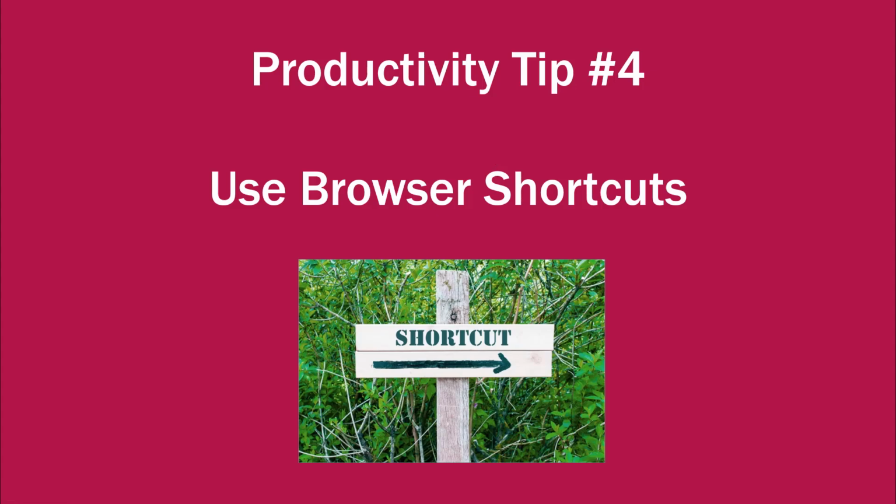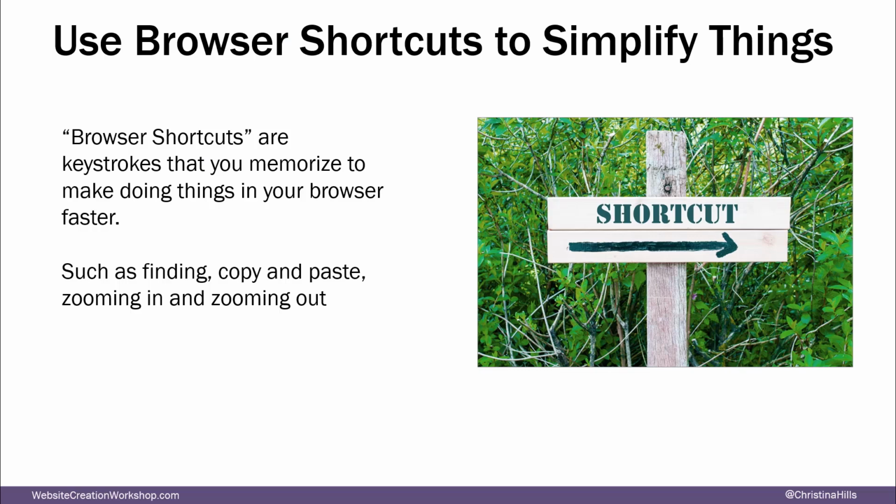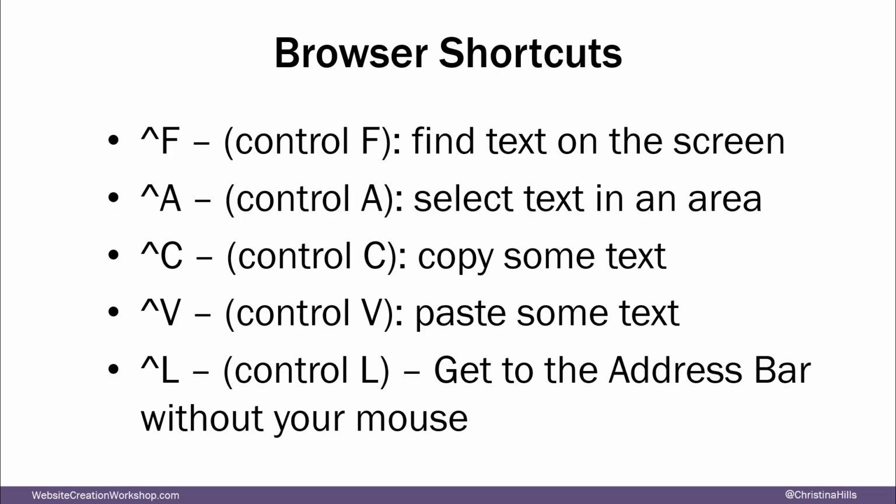Now I want to show you productivity tip number 4, browser shortcuts. Browser shortcuts are keystrokes that you do to make things faster, such as finding, copying and pasting, zooming in and out. Most people already know copy and paste. Not everybody knows zooming. So Control F, I use this all the time, is if you want to find text on the screen.